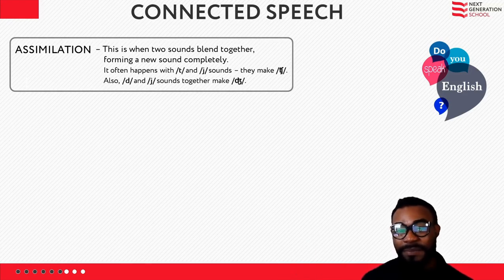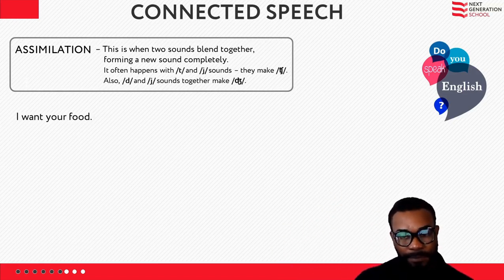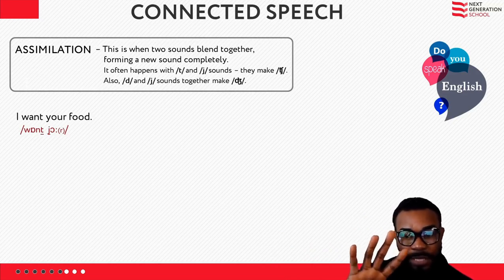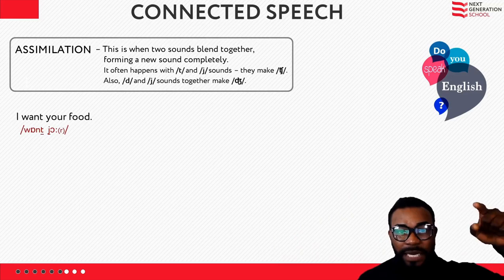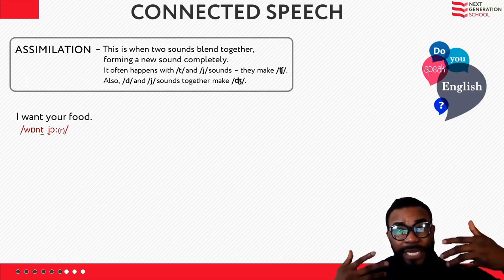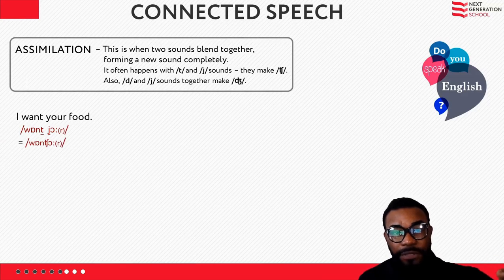Let's see examples. Here we have a sentence, "I want your food." So we have "want," "your." So we have a "te" sound and a "ya" sound. But then when we read together quickly, we say "I want your food." So we have a "ch."